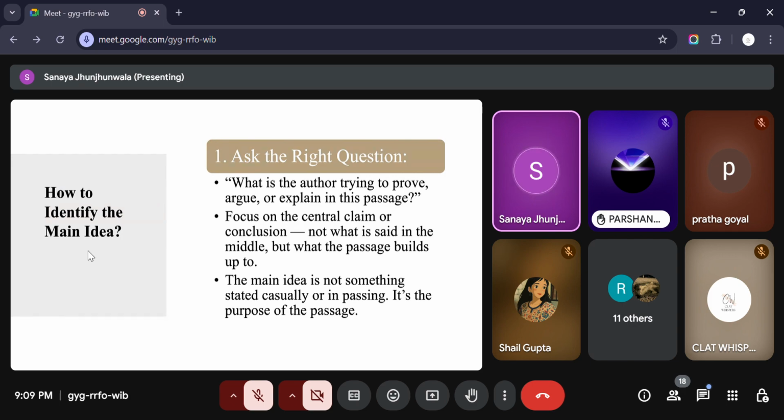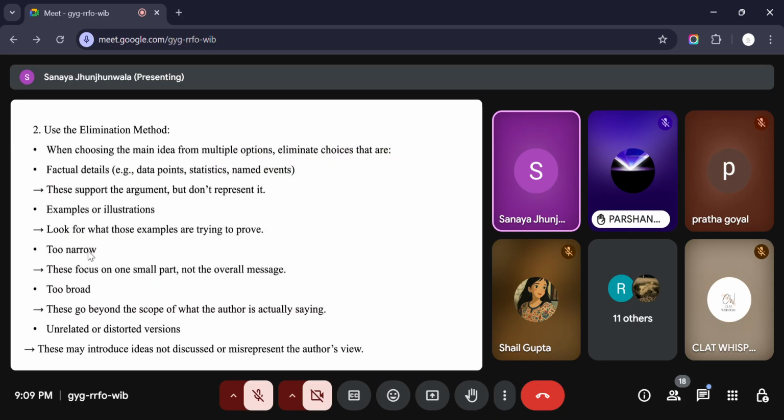So, अब question तो पूछ ले कि कौन सा पूछना है when trying to identify the main idea. But coming to the second part, use the elimination method. Any CLAT question will have 4 options, right? So when you're trying to choose the main idea from multiple options, eliminate choices that are factual in nature. मतलब डेटा पॉइंट्स दे रहा है, स्टैटिस्टिक्स दे रहा है, इवेंट्स नेम कर रहा है.